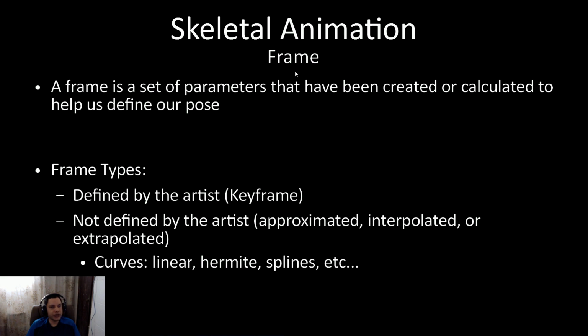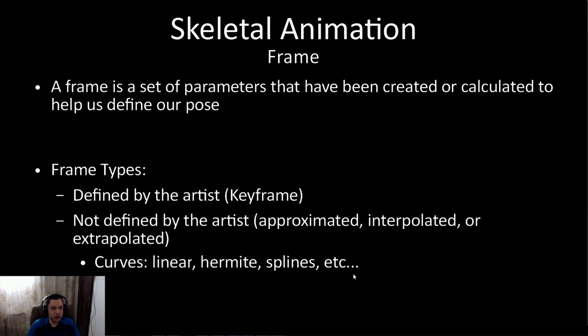To approach skeletal animation, we need to define what a frame is. A frame is a set of parameters that have been created or calculated to help us define our pose. There are two types of frames: the ones the artist defined and the ones that are approximated, interpolated, or extrapolated. When we talk about parameters, we can think in curves. Each curve can lead to a specific result. We have the linear, hermite, splines, etc.